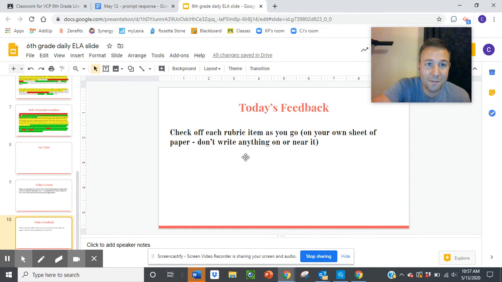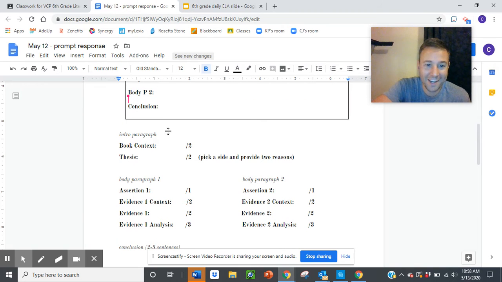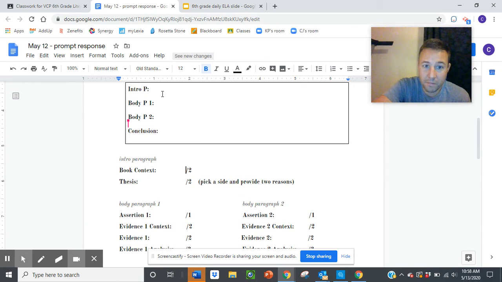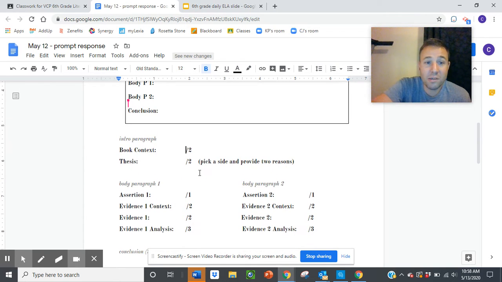Don't write anything. Some of you, I think Raina was just giving herself her own scores. Don't do that. And then I think some of you were also proving that you included these by copying and pasting them below. You don't have to do that. But on a separate sheet of paper, just book context, thesis. Write these requirements out and then check them off as you write them up.